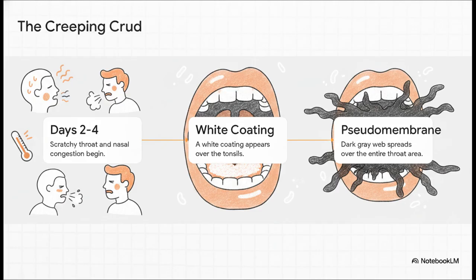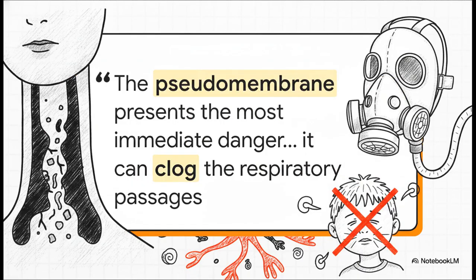This white creeping crud spreads over the entire throat area and turns into a dark, ugly gray mat. This is known as the pseudomembrane. And this pseudomembrane is the hallmark of the disease. It presents the most immediate, terrifying danger because it can literally clog your respiratory passages and lead to suffocation. Remember that leather hide we mentioned earlier? That's what this is.